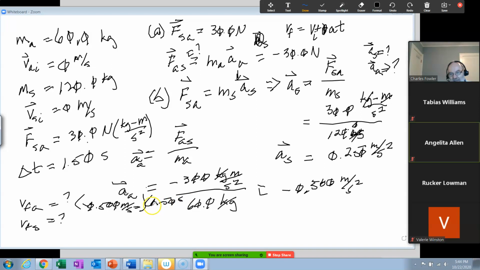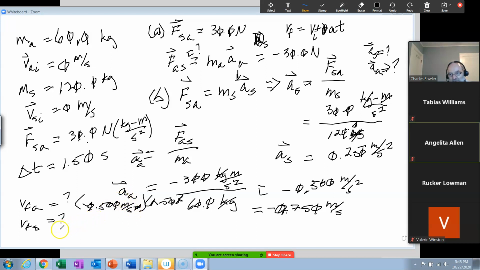Okay, so 5 times 1.5 is 7.5, I think. So that would be minus 0.75. I'm sorry, I forgot my unit. 0.750, in fact, meters per second. Because you see, this second here cancels one of those seconds out here, giving you meters per second.